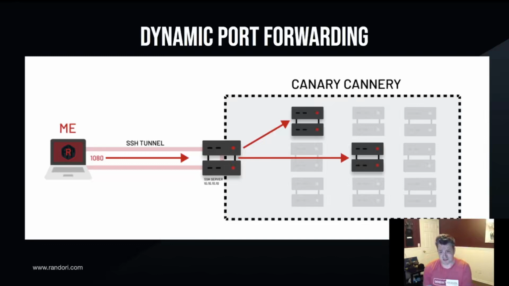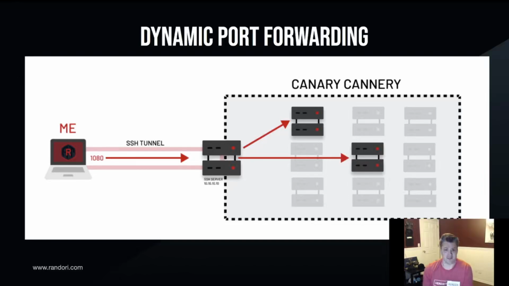So luckily, SSH has thought of that for us and given us this dynamic port forwarding feature. So I can set up with one SSH command on my system a SOCKS proxy, which is just a TCP forwarding protocol. So I can set that up so that on my system there is a port. I use 1080 generally because that's the default SOCKS proxy port.